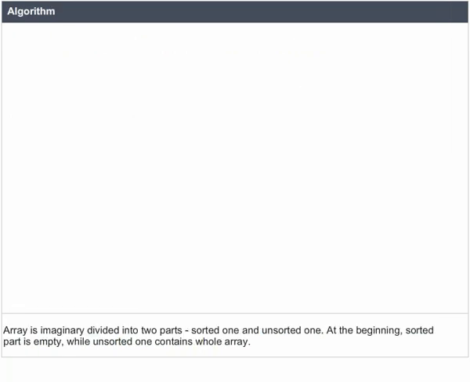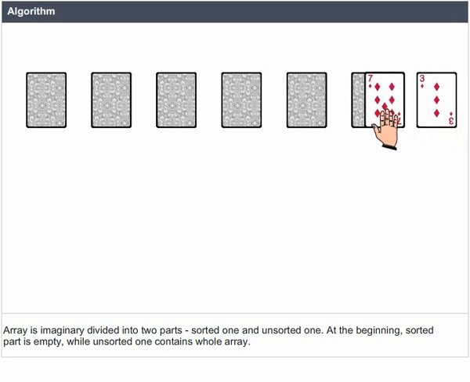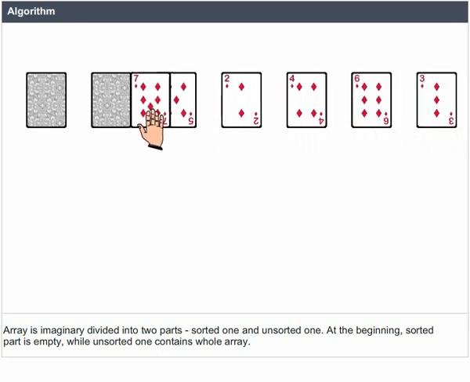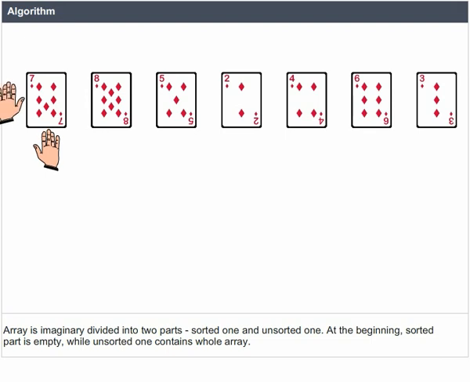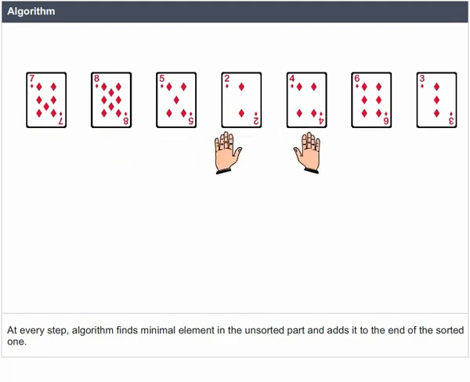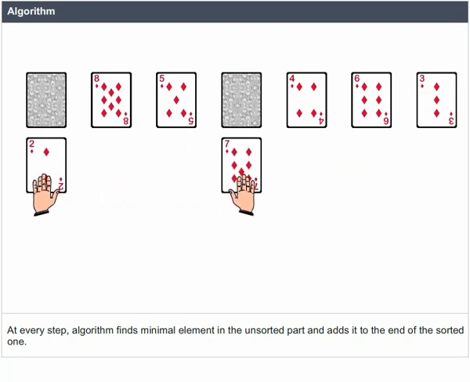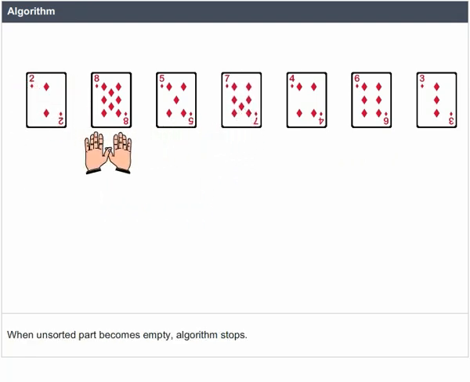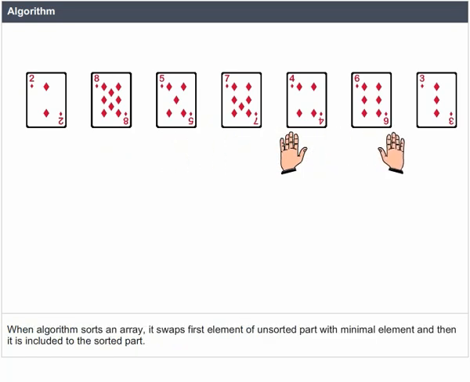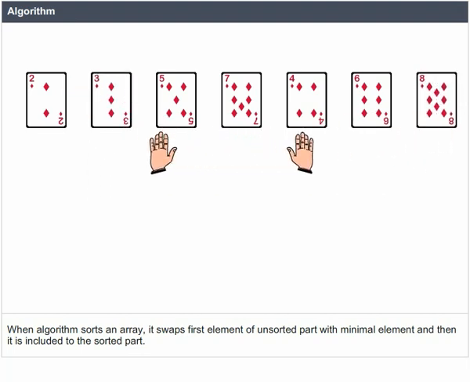Algorithm. Array is imaginarily divided into two parts, a sorted one and an unsorted one. At the beginning, the sorted part is empty while the unsorted one contains the whole array. At every step, the algorithm finds the minimal element in the unsorted part and adds it to the end of the sorted one. When the unsorted part becomes empty, the algorithm stops. When the algorithm sorts an array, it swaps the first element of the unsorted part with the minimal element, and then it is included in the sorted part.